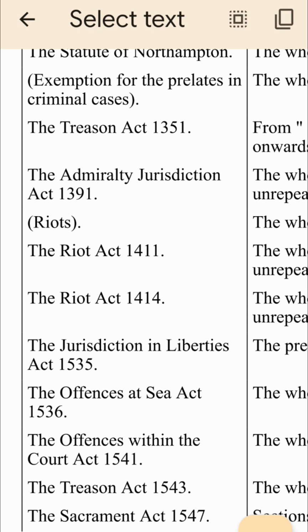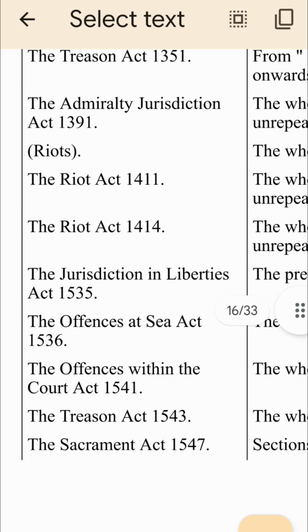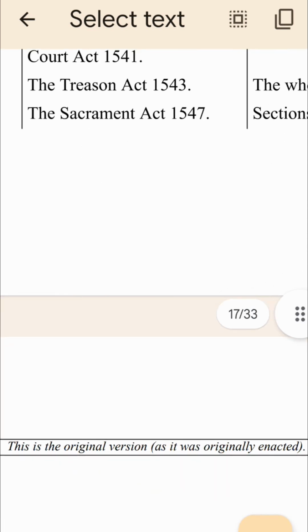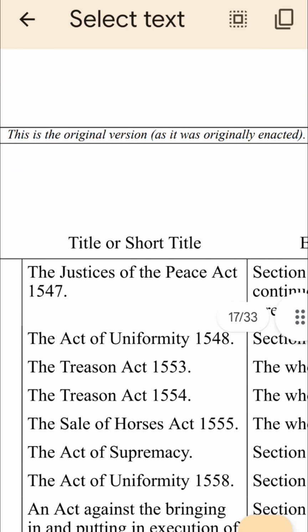Some of these are going to be brilliant. What's this Jurisdiction in the Liberties Act? I don't even know what that's going to be about, but it sounds interesting and amazing. The Treason Act, 1543. The Sacrament Act, 1547. You've got to be kidding me. The Justice of the Peace Act, 1547. Well, I know that one. But they also didn't have one for 12 or 1300 as well. The Act of Uniformity. The Treason Act, 1553.